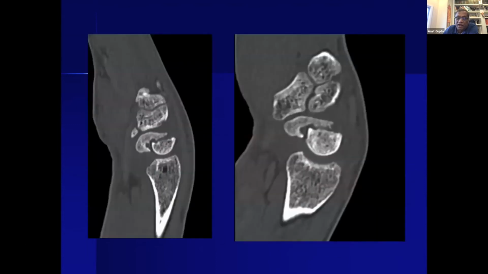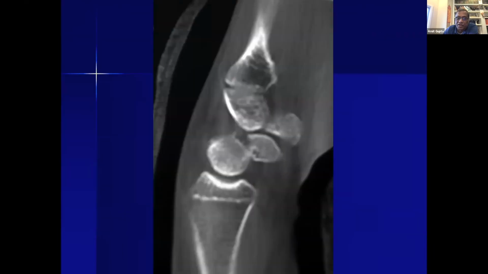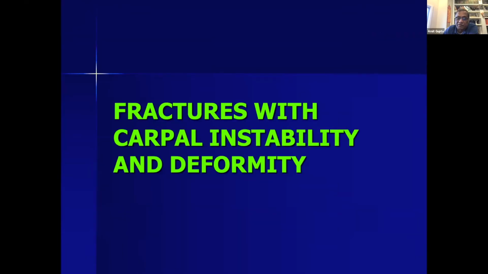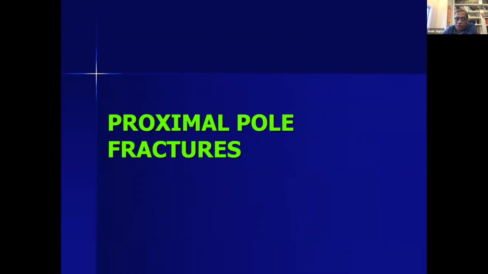And when you have collapse like this, which is a humpback collapse, they have to be treated surgically, especially from the volar side. So here's a volar oblique type fracture, and then here are the displaced humpback fractures. Fractures with carpal instability and deformity were outlined by Jeffrey Fisk and subsequently by Cooney, Linscheid, etc. And these again have intrinsic causes of scaphoid non-union.